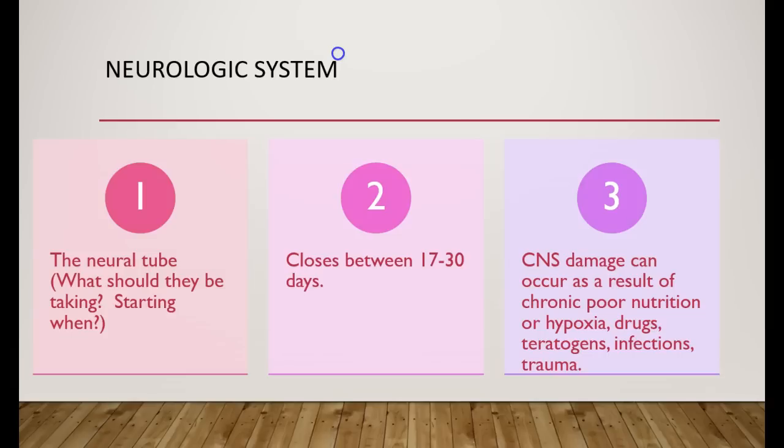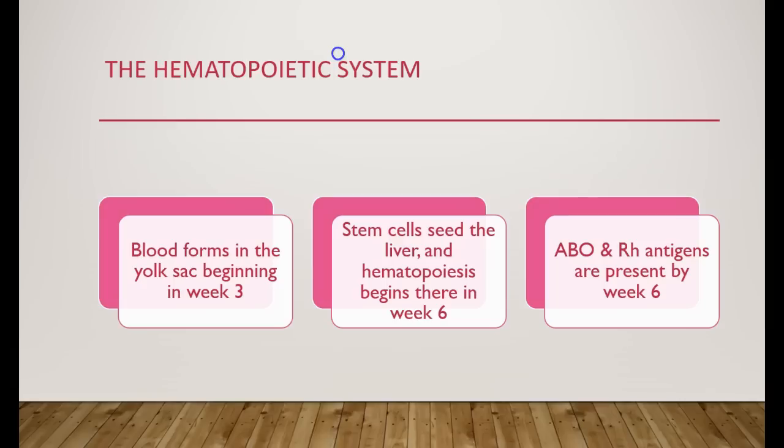So a lot of times mom doesn't even know she's pregnant at this time, and by the time she realizes she's pregnant, the damage has already been done, and there's nothing we can do to reverse that. So since 75% of our pregnancies are unplanned, all women of childbearing age should be taking folic acid. Central nervous system damage can occur as a result of poor nutrition or hypoxia, drugs, those teratogens that we talked about, infections, traumas.